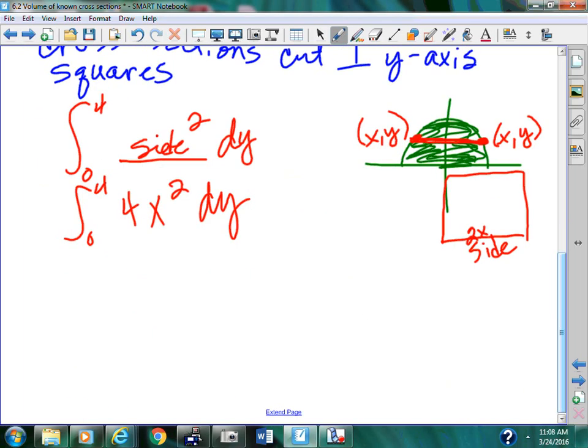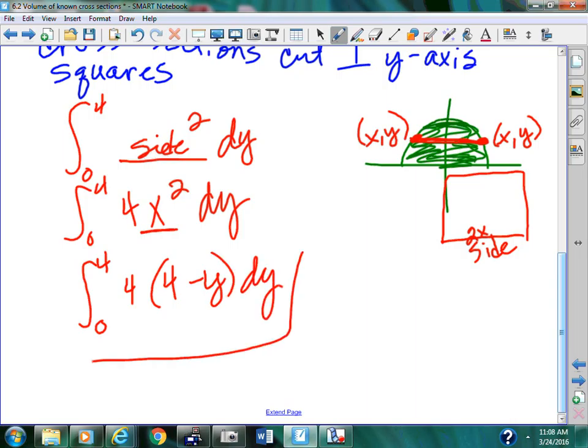Then from there, what did we say x squared was equal to? All right, so I got 4 still out there, and then 4 minus y dy is set up to that one.